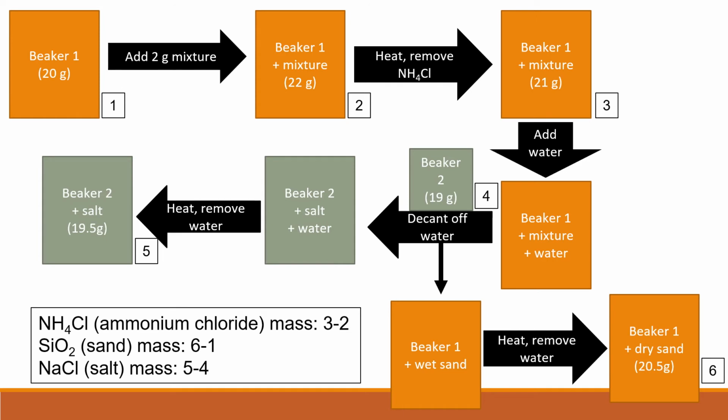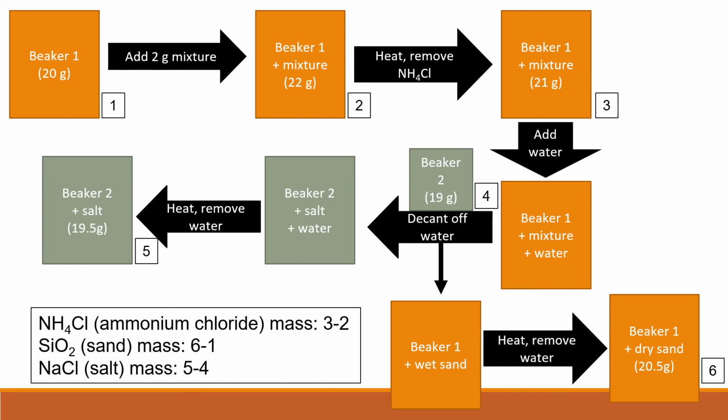So this is just a little flow chart to help visualize the process and also help determine how to find the masses of each component. For the ammonium chloride, you'll be subtracting number 2 from number 3. Number 3 is the beaker with the mixture after you sublimed off the ammonium chloride, and beaker 2 is that mixture before you heated it or did anything with it. If you subtract those two, you can find the mass of ammonium chloride.